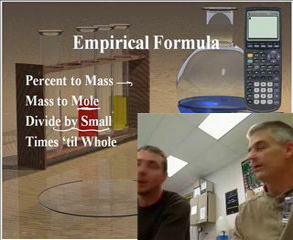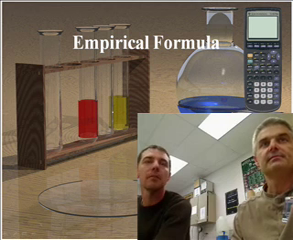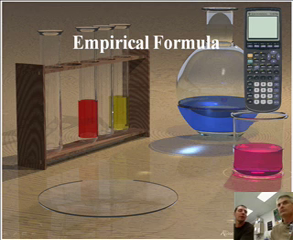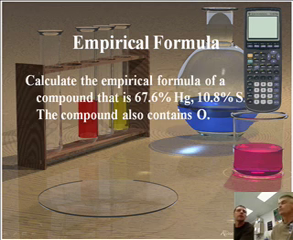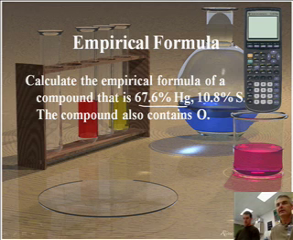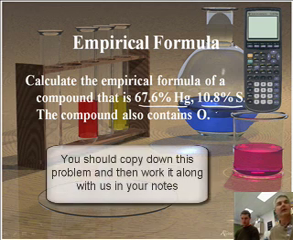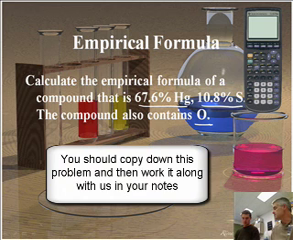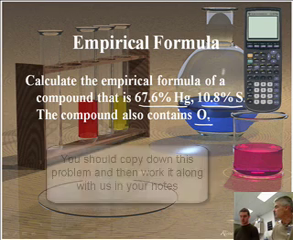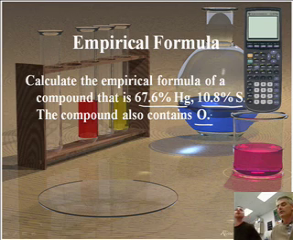All right, I think we should just try it. It's easier to see. Remember the mnemonic and do the examples. Now here is the problem. Calculate the empirical formula of a compound that is 67.6% mercury, 10.8% sulfur, and the compound also contains oxygen. What's the percent of oxygen, though? Well, I think we'll have to subtract from 100. That's right, because they always add up to 100.